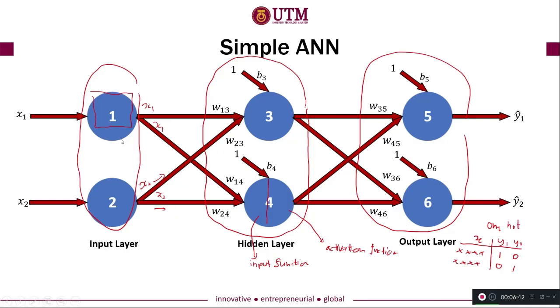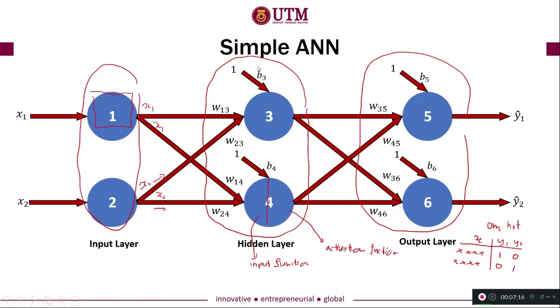Then why do I label the nodes with these numbers? You can see 1 2 3 4 5 6. Now I can label the w for each arrow. This w is w13, meaning this w comes from node 1 into node 3. Then you have w23, which comes from 2 to 3, and then w14, which comes from 1 to 4. So w24, and then w35, and so on.